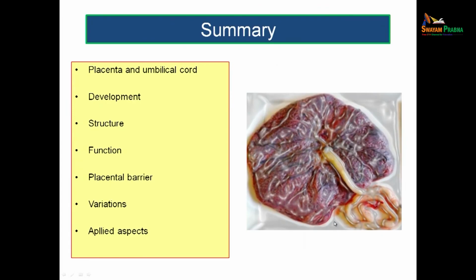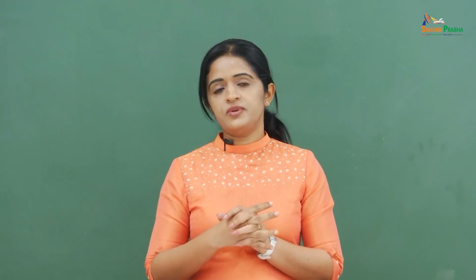So, to summarize, we have discussed about the placenta, the umbilical cord, the formation of it, the development of the chorionic villi, the different stages of chorionic villi, then the structure in detail, the function, then the placental barrier, how it is becoming a term villus, then what are the variations of placenta depending upon the shape, depending upon the attachment of the umbilical cord, depending upon the penetration, then a little bit of applied aspects as well. So, that is all about the topic placenta.